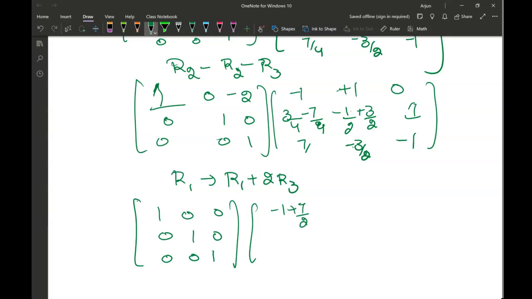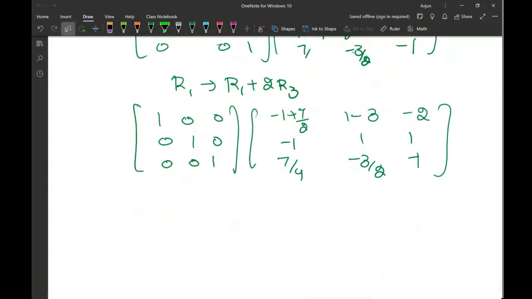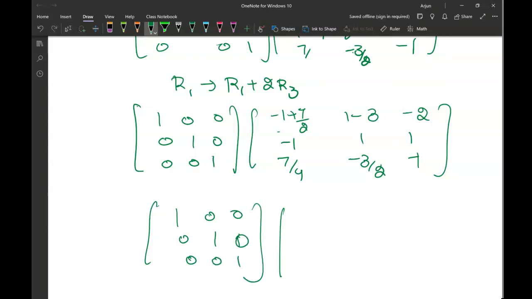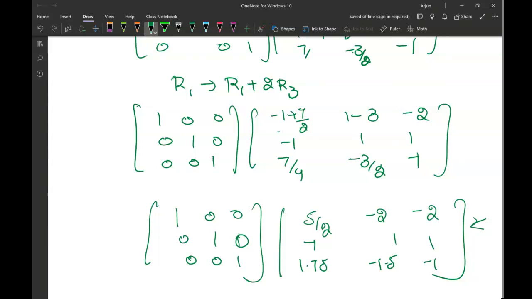1 plus 7 over 2, 1 minus 3 minus 2, minus 1, 1, 1, and 7 over 4, minus 3 over 2, minus 1. And finally I will just simplify this one because I've converted this into the identity matrix: 1 0 0, 0 1 0, and then this will become 5 over 2, minus 2, minus 2, minus 1, 1, 1, 1.75, minus 1.5, minus 1. Boom, we got the final answer.